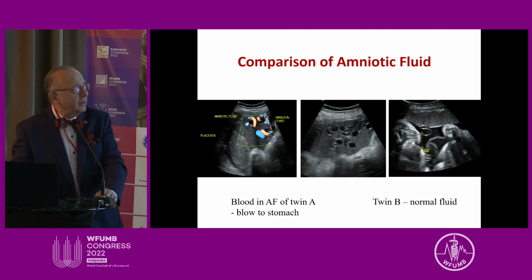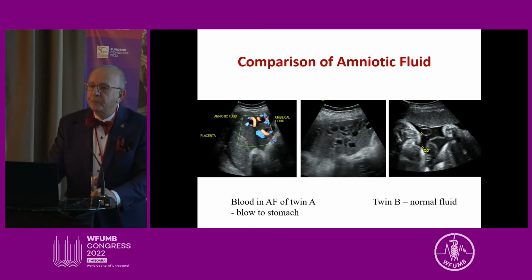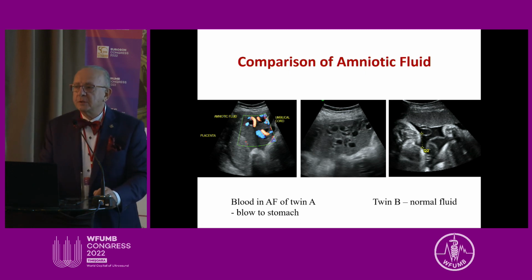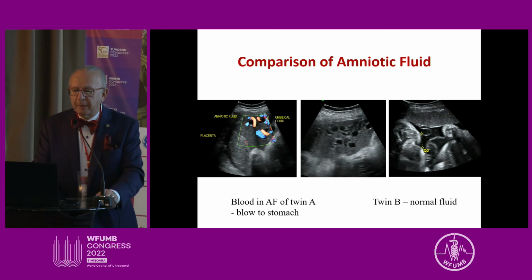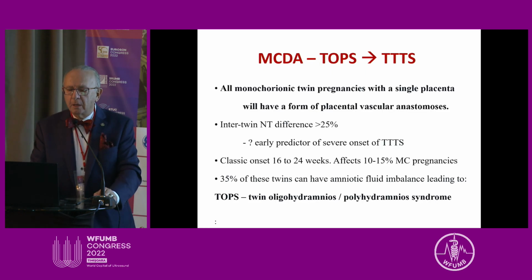You can see that the amniotic fluid on the right has normal fluid. On the left, there's some echogenicity. This is a patient who received a blow to the stomach, and there was bleeding in one sac and not in the other.